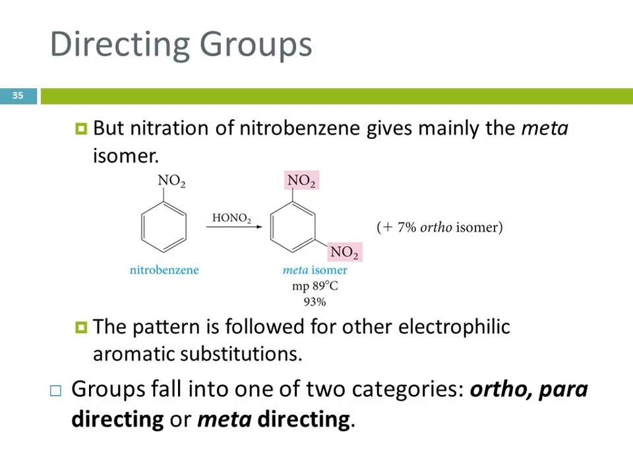So we say that these groups fall into one of 2 categories. They can be ortho-para directing or meta directing. So in this example, nitrate is a, lost my train of thought. It probably went off with the train. It's a meta directing substituent.